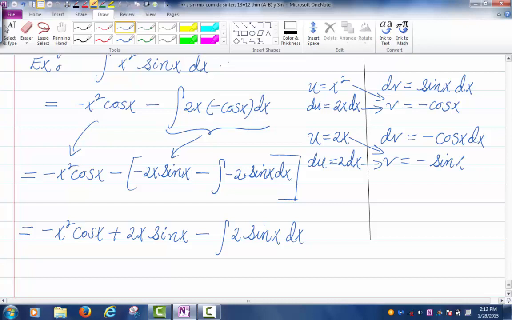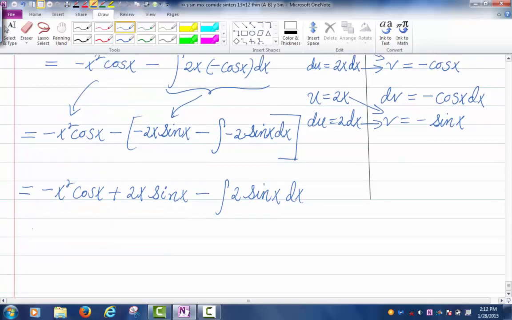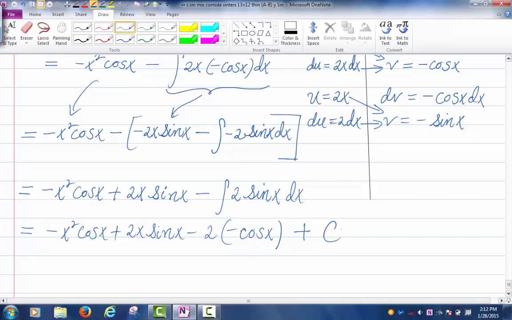Okay, so the last step. This would be 2 times. What's the integral of sine? Negative cosine x. And I'll put a c at the end. Everybody's okay? You need to simplify a little bit more. That should be a plus 2 cosine x, right? So that's it.